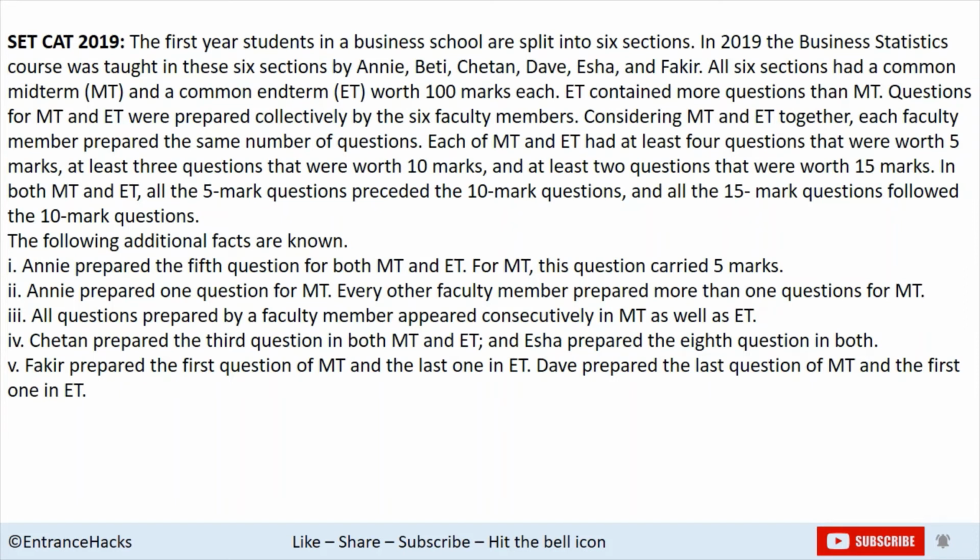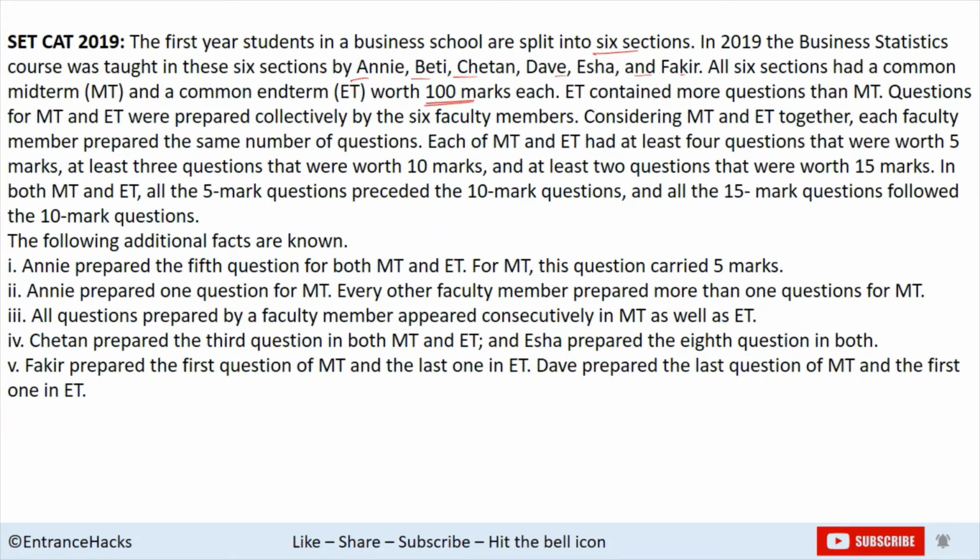Welcome friends. This question appeared in the CAT exam 2019. In this question we have to find which teacher has set which question of an examination paper. There are certain first year students and they are split into 6 sections. In 2019 the business statistics course was taught in these sections by 6 teachers, that is A, B, C, D, E, F, right? All 6 sections had a common midterm and common end term exams worth 100 marks each.